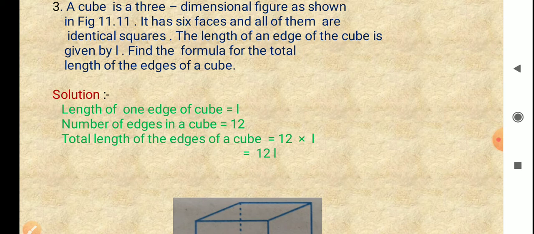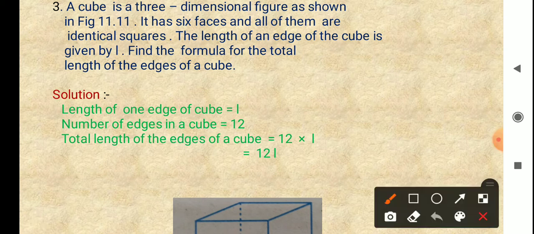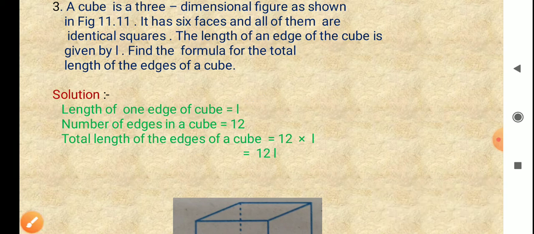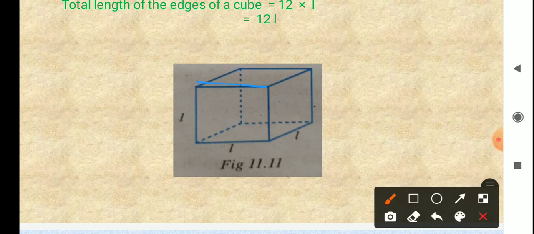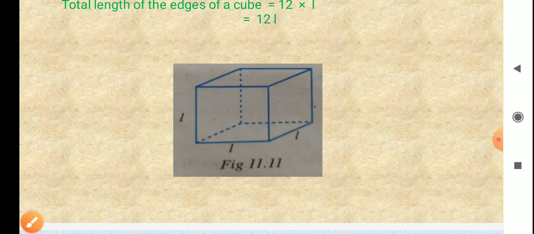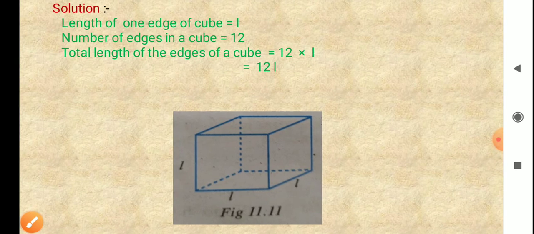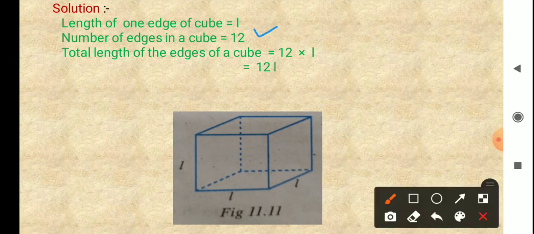For that, let the length of one edge of the cube be L. We will count how many edges there are in a cube. Look here, students: 1, 2, 3, 4, 5, 6, 7, 8, 9, 10, 11, 12. So the total number of edges is 12. The number of edges of a cube is 12.